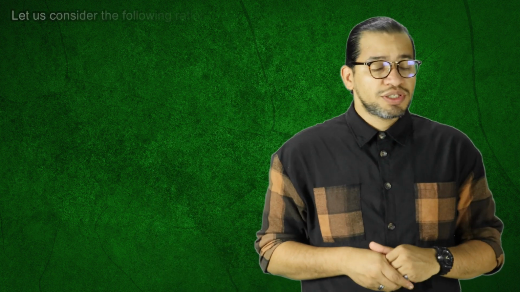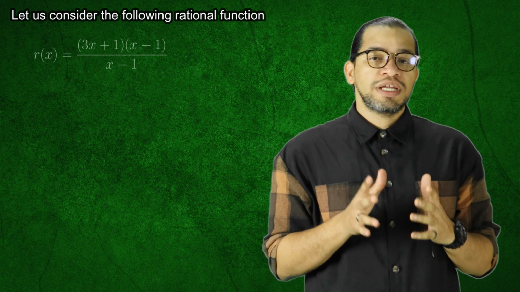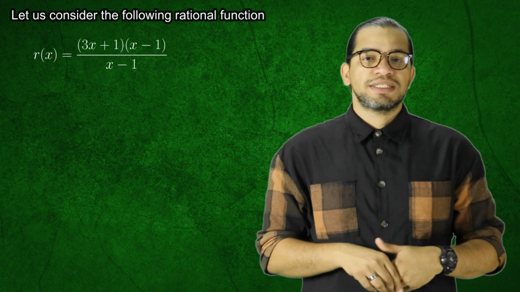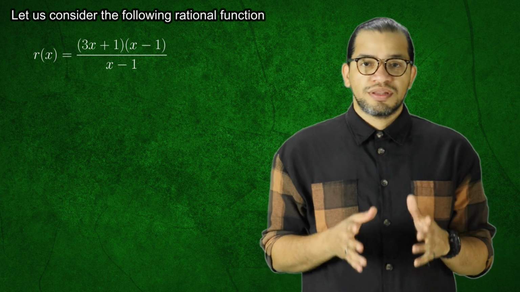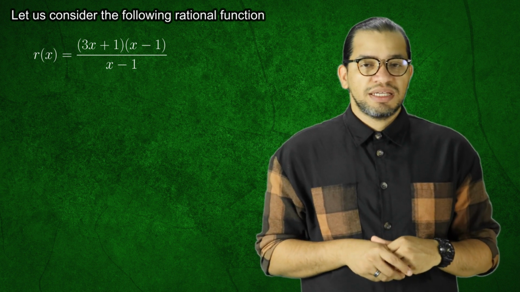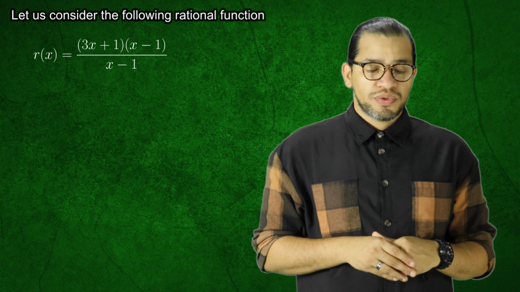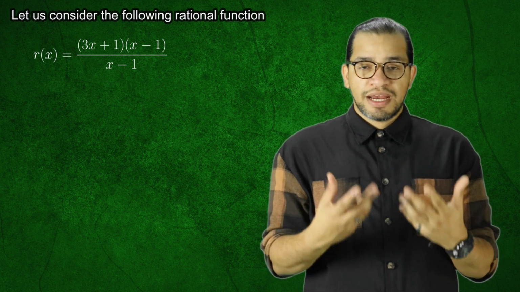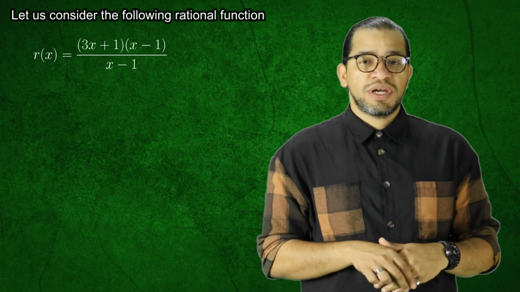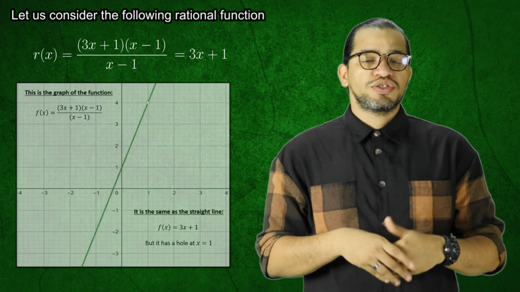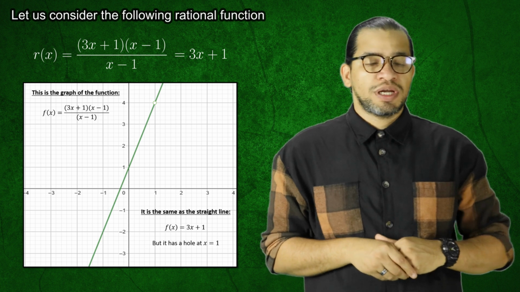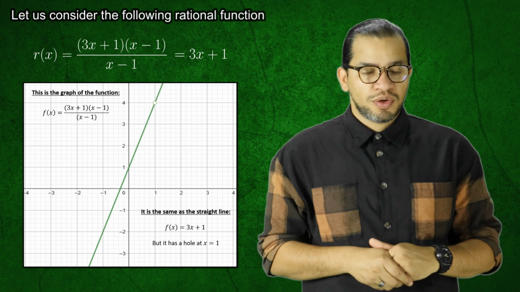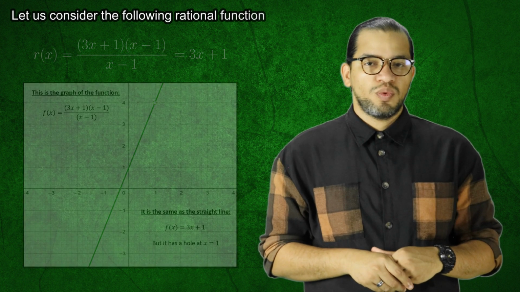For instance, let us consider the function 3x plus 1 times x minus 1 divided by x minus 1. Here, the root is x equal 1, both for the numerator and the denominator. Therefore, when we cancel out this expression, we will have that our rational function is actually the straight line 3x plus 1, but it will contain a little hole at x equal 1.